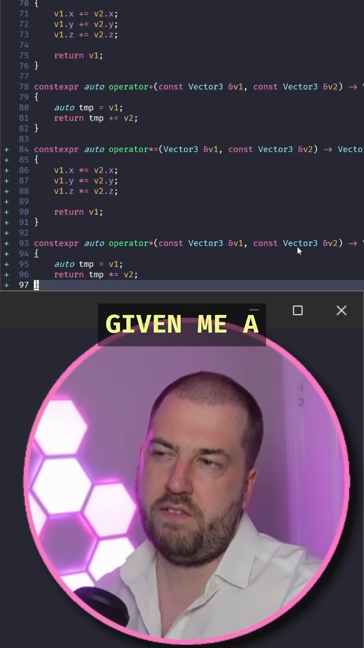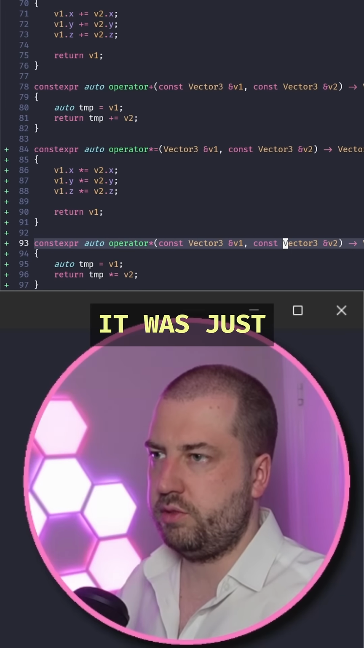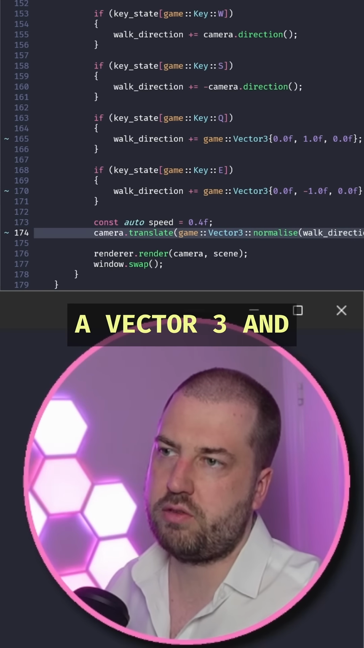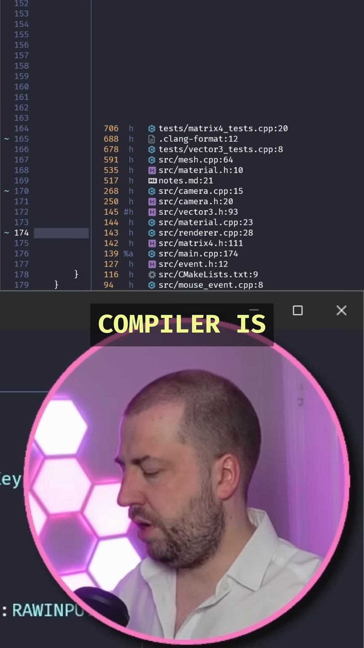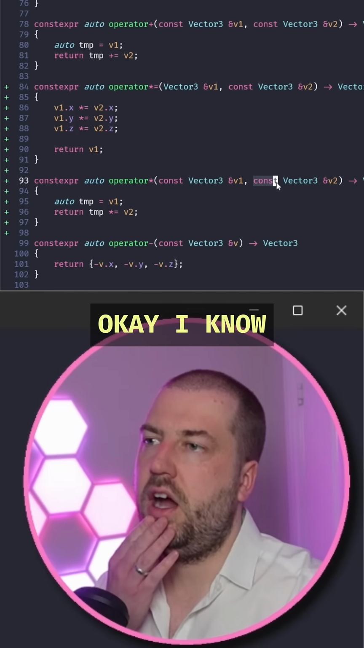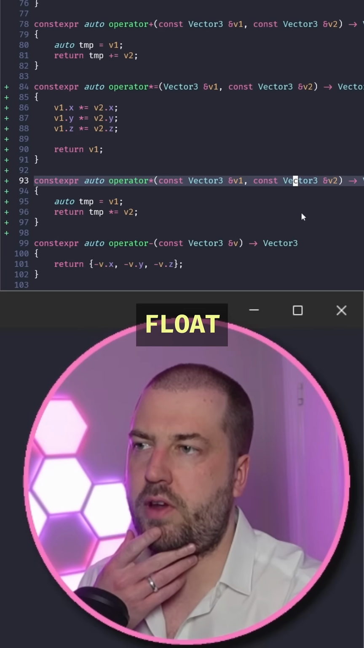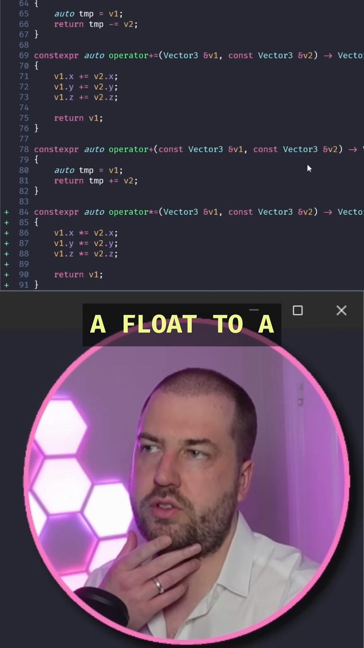but you've given me a vector 3 and a float, right? Let's just convince ourselves that's the case. You said, oh, a vector 3 and a float. Now what the compiler is allowed to do is basically say, okay, I know how to multiply two vector 3s together. I don't know how to multiply a vector 3 and a float, but do I know how to convert a float to a vector 3?